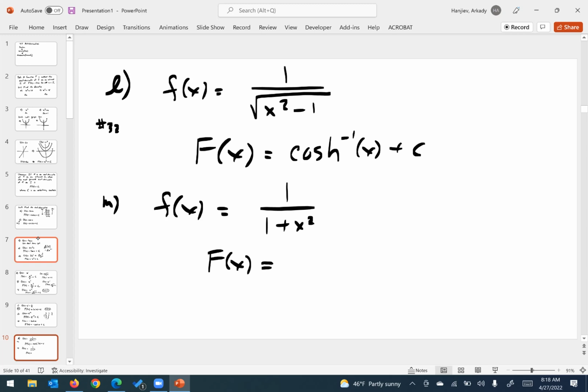No, because that one has a square root. I'll just tell you, it's not a hyperbolic function. How about that? Not an inverse of a hyperbolic function. Second? We're on M, yeah. So 1 over 1 plus x squared. And it's not a hyperbolic function. Tangent inverse.